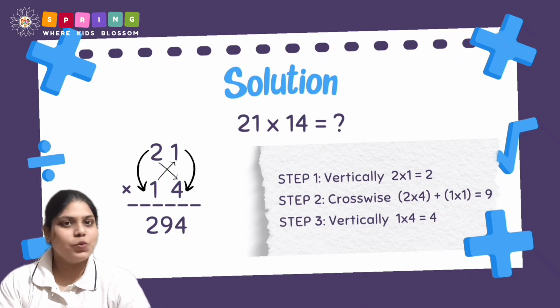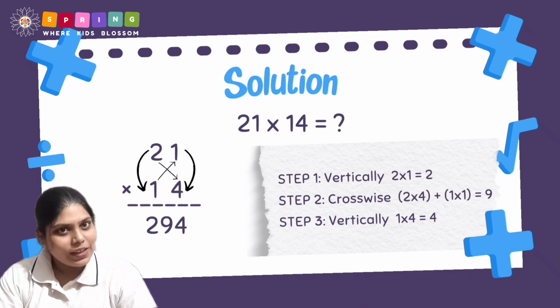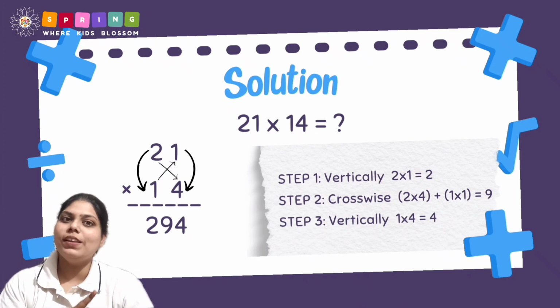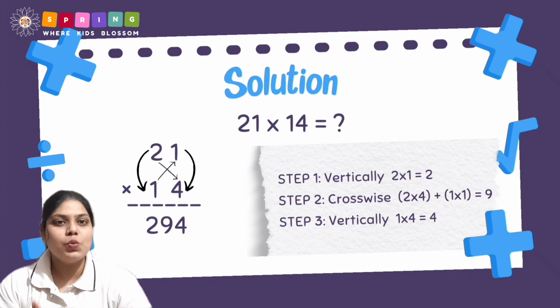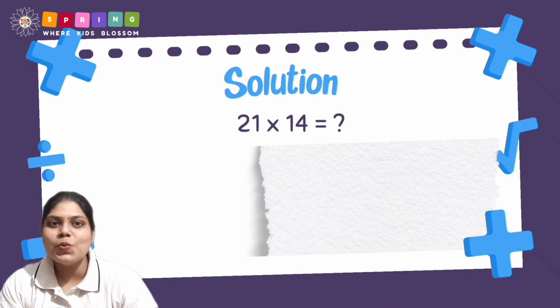Now let us move to the final step. In the final step, we have 1 into 4, which is 4. So your number becomes 294. So what is the correct number?